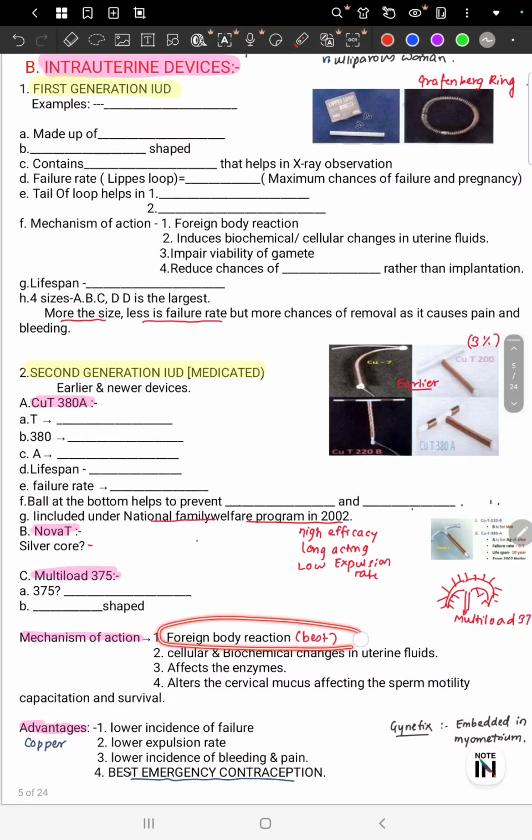Mechanism of action: the best mechanism of action is the foreign body reaction. Apart from that, the copper alters the cervical mucus, affecting the sperm motility. It makes the mucus more thick. Advantages: it has lower incidence of failure, lower expulsion rate, low incidence of bleeding and pain, and also it can be used as an emergency contraception.